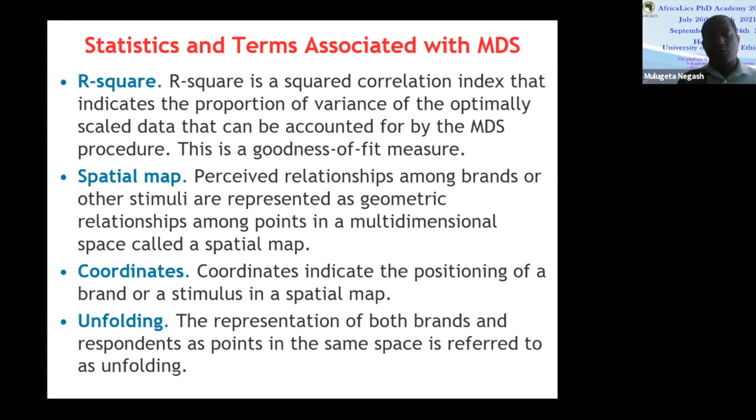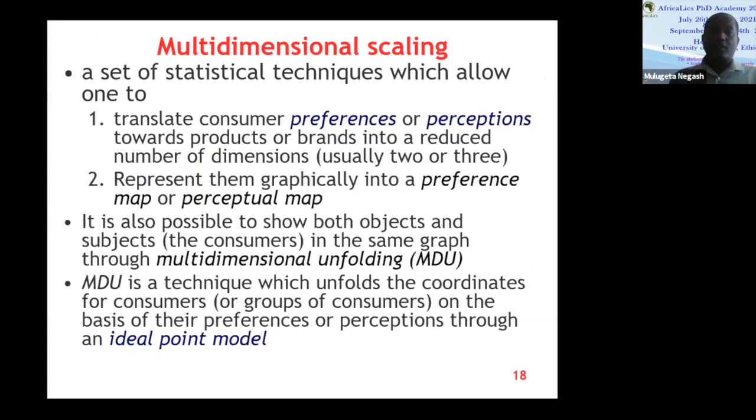In the unfolding, you can make sure which customer or respondent group is for a particular brand X and against a particular brand Y. That's called unfolding. So multidimensional scaling is a set of statistical techniques which allow one to translate. Actually, you have to be very, very clear here. This is not one technique. Multidimensional scaling encompasses factor analysis or principal component analysis, correspondence analysis, and cluster analysis. A number of techniques are combined and they come into multidimensional scaling.